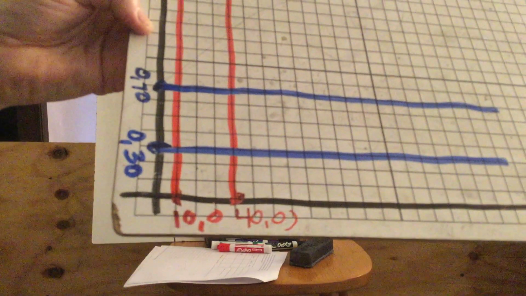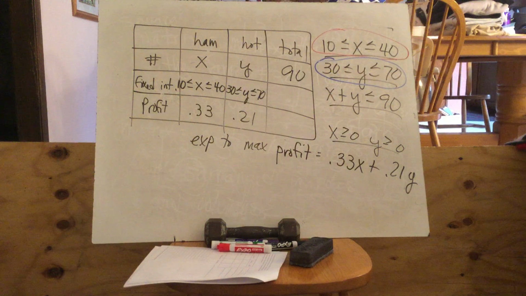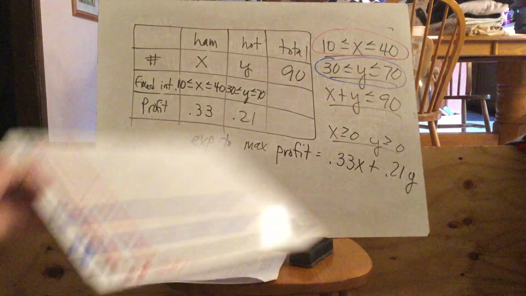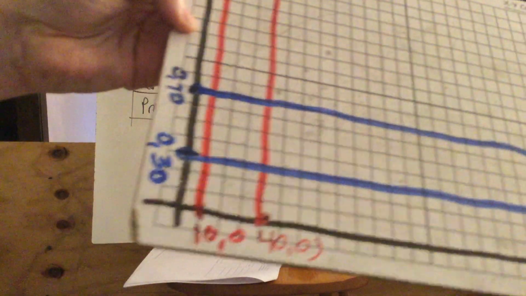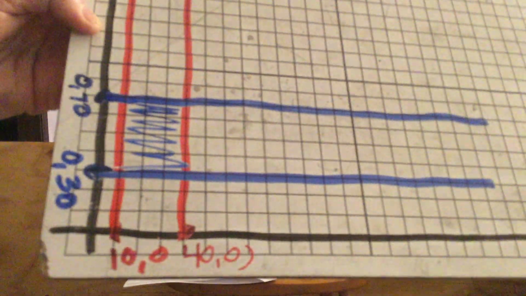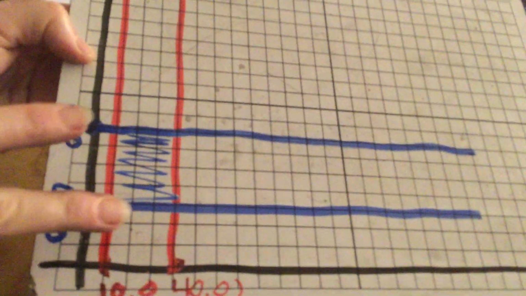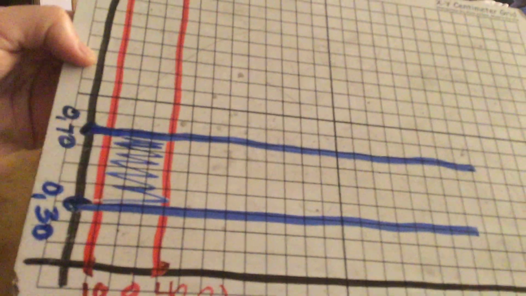Now, the inequalities up there on the board, the red one and the blue one that are circled, tell me that X has to be between 10 and 40, and Y has to be between 30 and 70. So that would automatically mean that now I am looking at this area. I have to be between the red and between the blue. So I've got to be in that box.